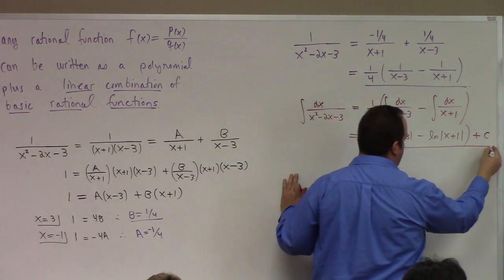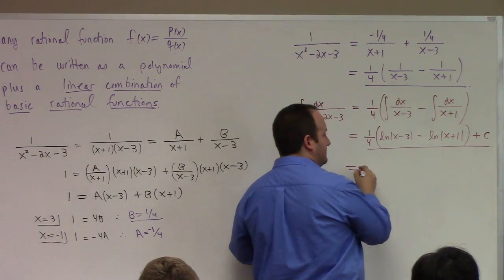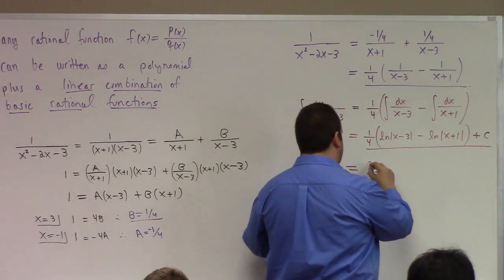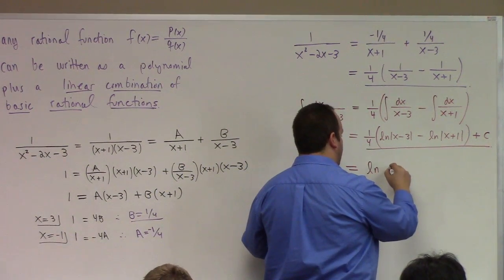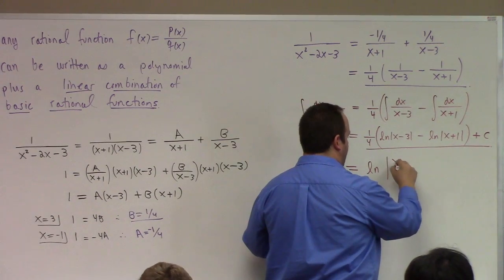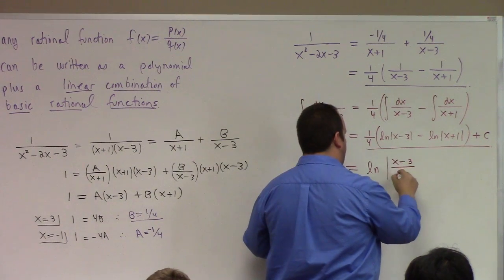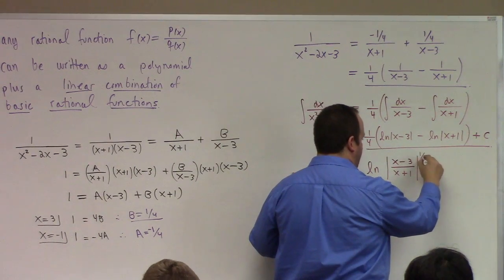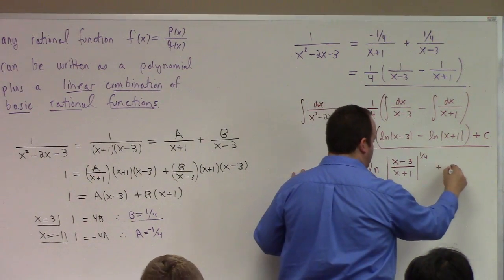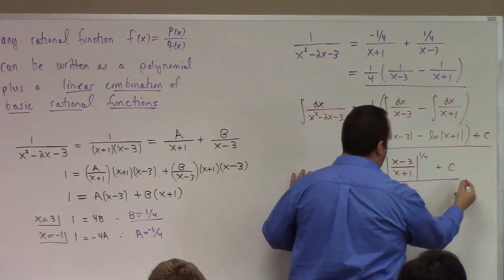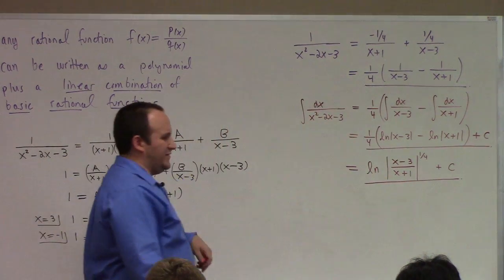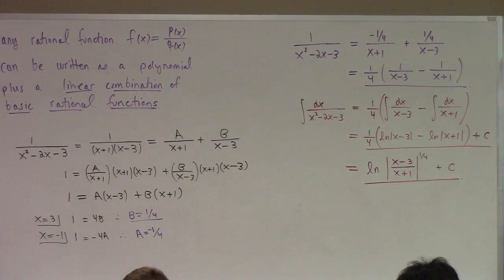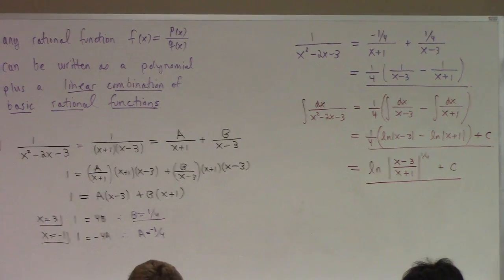Can anybody tell me how I could rewrite the answer as a single logarithm? Right, so yeah, we could rewrite this as the natural log of the absolute value of x minus 3 over x plus 1, and I could bring the 1/4 inside, to the 1/4 power, plus a constant. So you could write it that way if you wanted. But the main point here is the partial fractions decomposition. That extra bit I did at the end was just for kicks. All right.